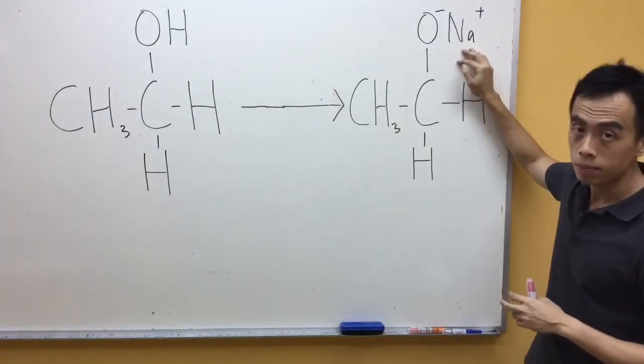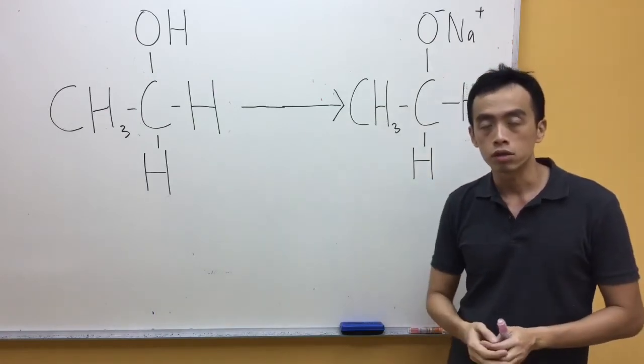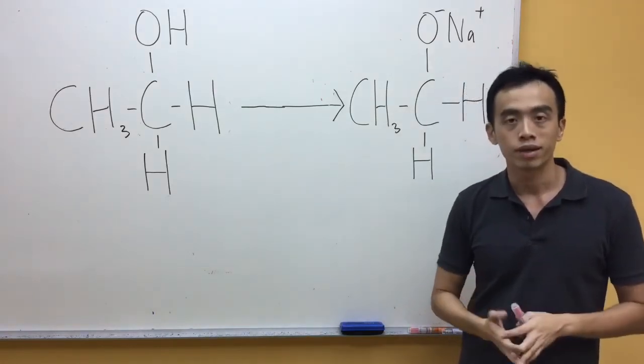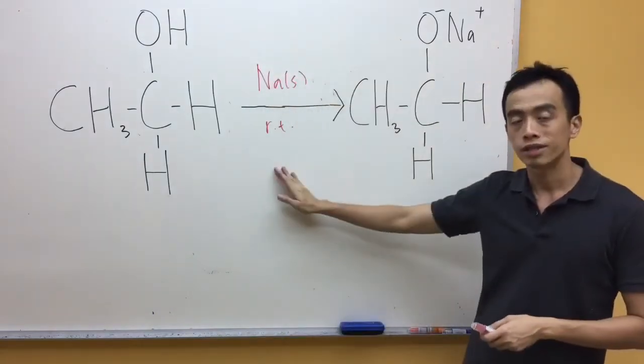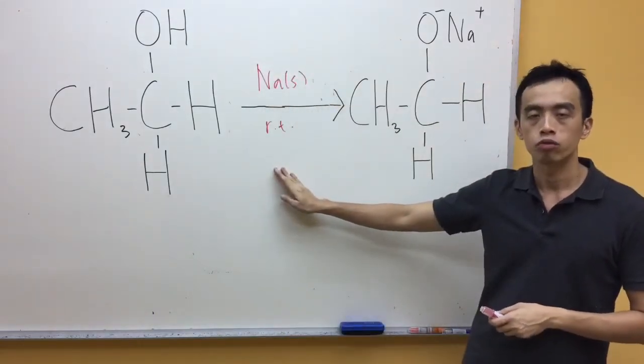Now reaction number 5 involves the acid-base reaction of our OH functional group to form our O- Na+. So what's the reagents and conditions for this conversion? Sodium metal at room temperature. So this conversion is done via sodium metal at room temperature.